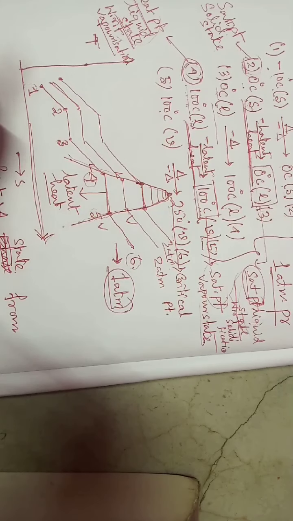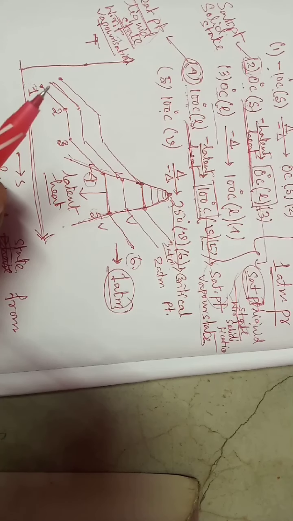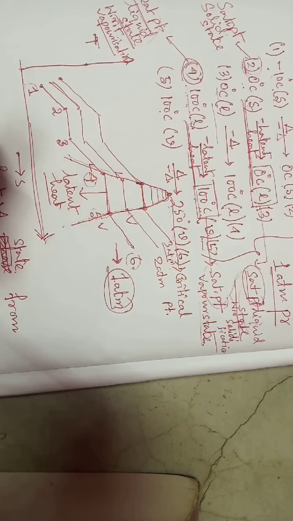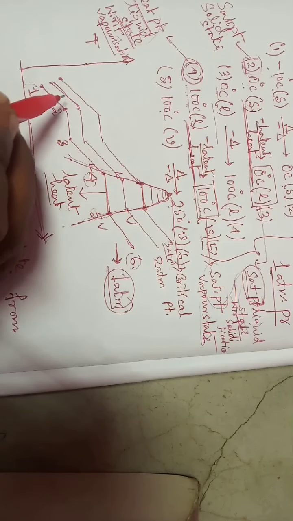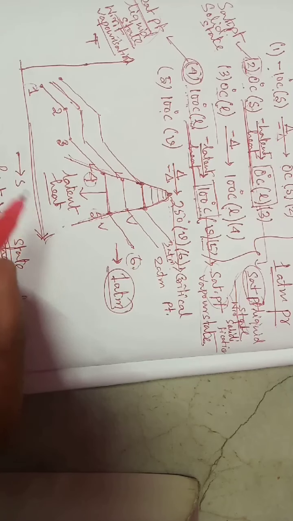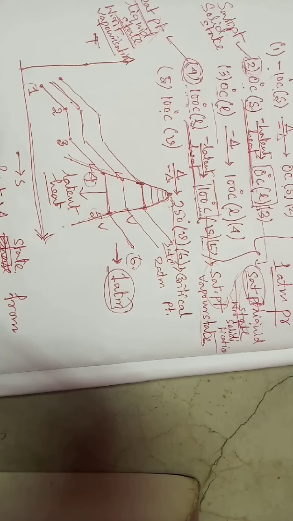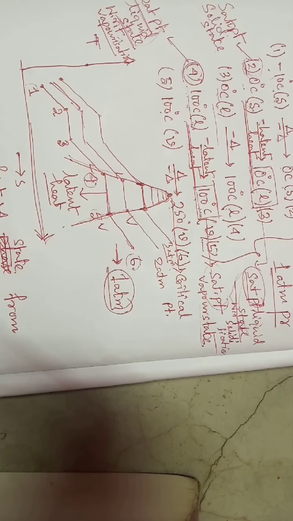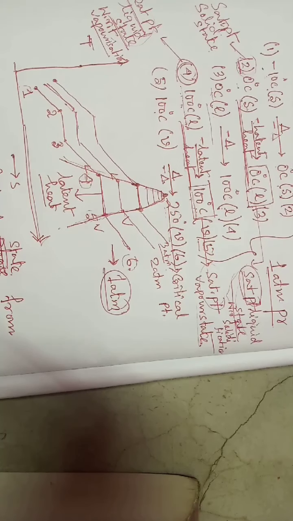Similarly, the PV and HS diagram, also called the Mollier diagram, you can also draw. All these things are available in a standard book, or you can also get them through the video lecture.